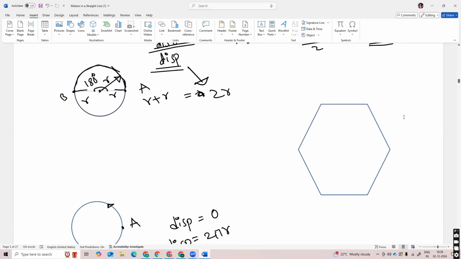So now let's take the example of this regular hexagon. Since it is a regular hexagon, every side is equal. Let's say every side is equal to A, and this angle is basically 120 degrees. If this angle is 120 degrees, from simple geometry we can tell that this external angle is basically 60 degrees.